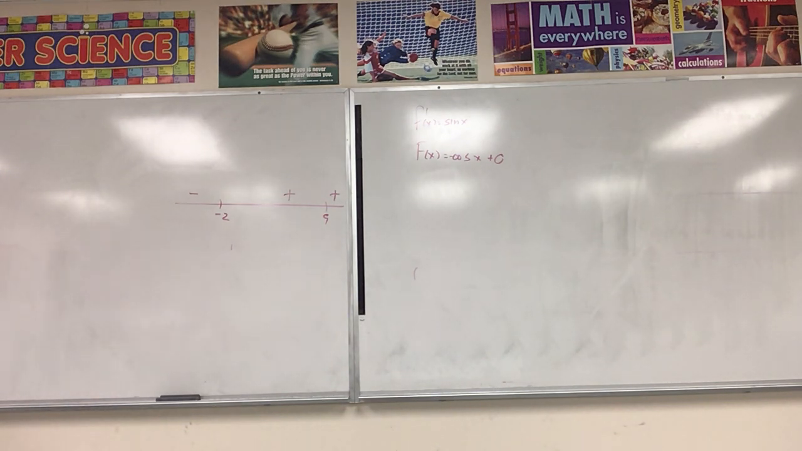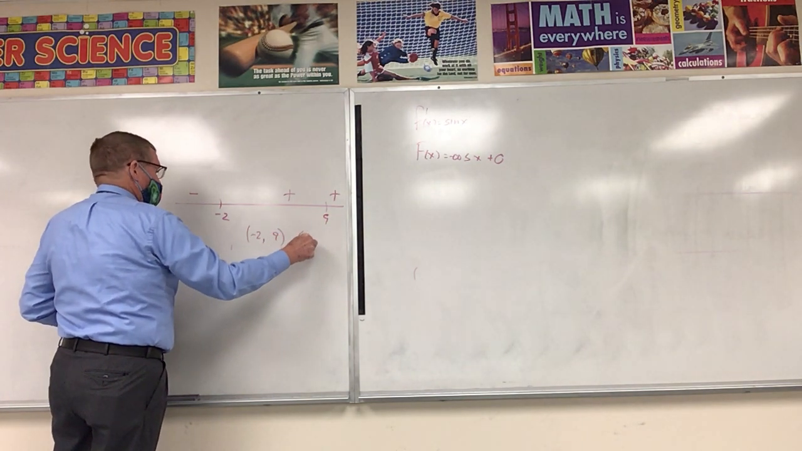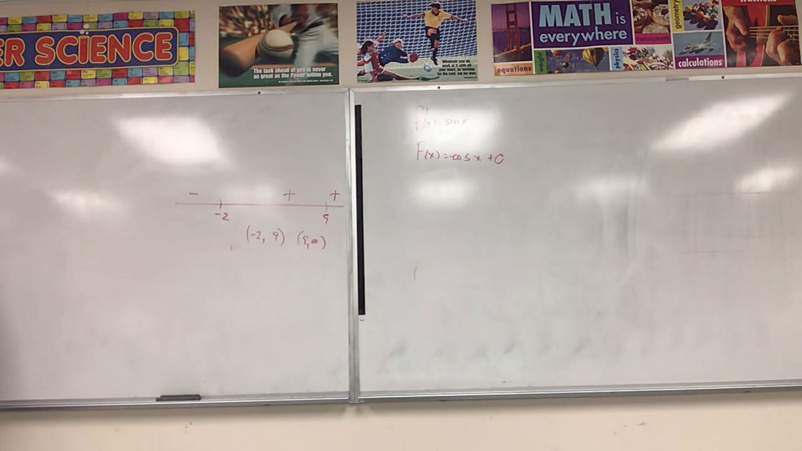All right, so they're asking you, where is the function zero? -2 and 9. Then it says, where is it positive? 9 to infinity. What's that? -2 to 9, and 9 to infinity. Are they included? No, so it should have parentheses: -2 to 9, and 9 to infinity. And where is it negative? Negative infinity to -2, correct.